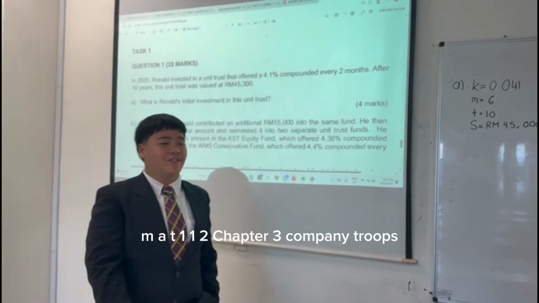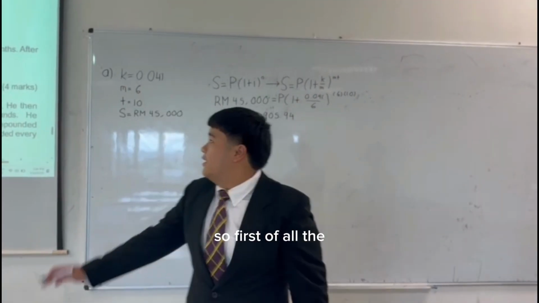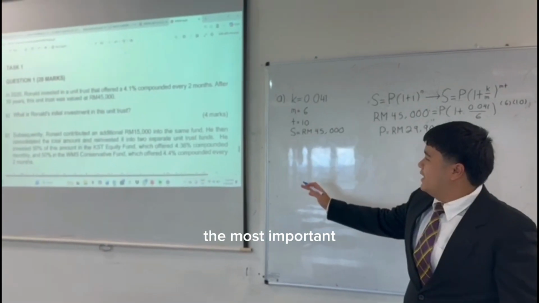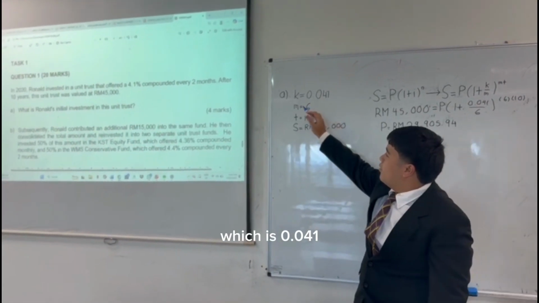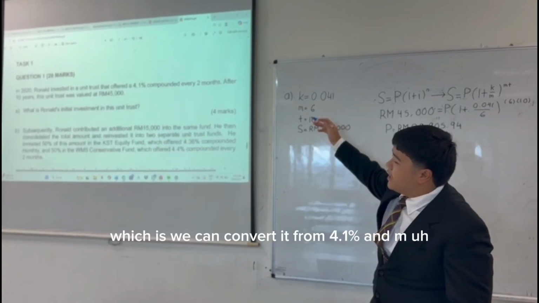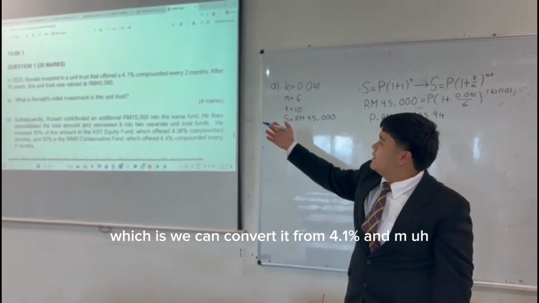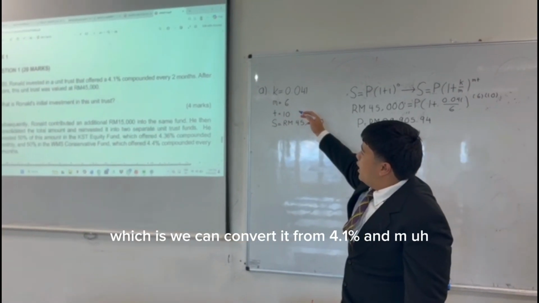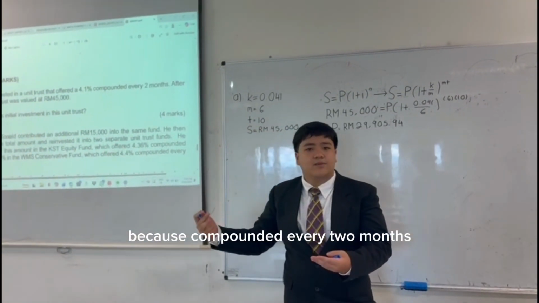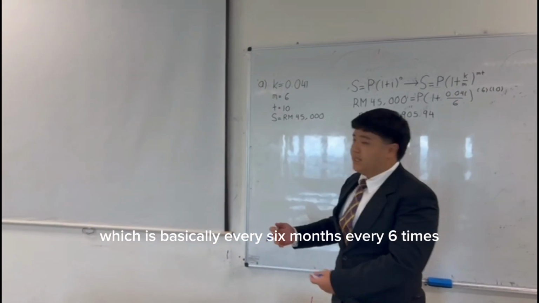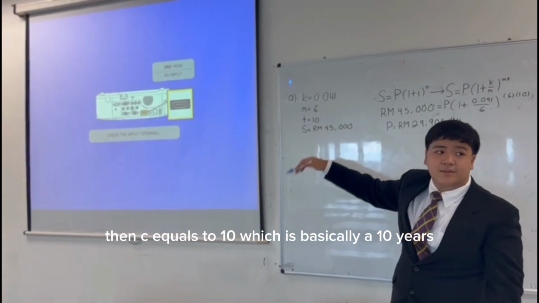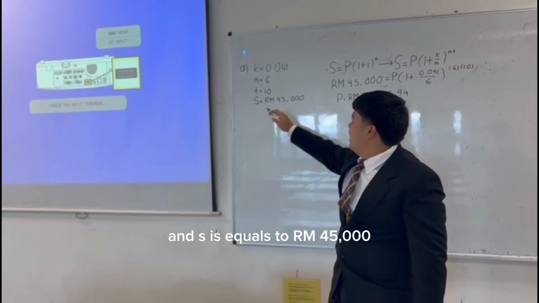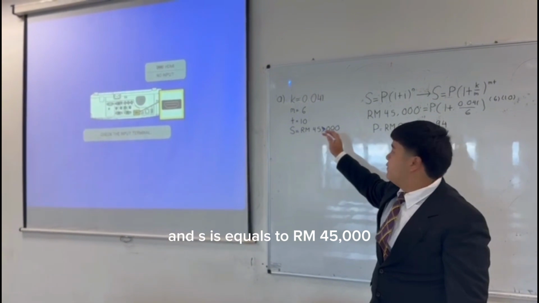MAT112 Chapter 3, Compounding. So first of all, the most important information we can get from the question is K, which is 0.041, converted from 4.1%, and M, because it is compounded every 2 months, which is basically 6 times a year. Then T equals 10, which is 10 years, and S equals RM45,000.